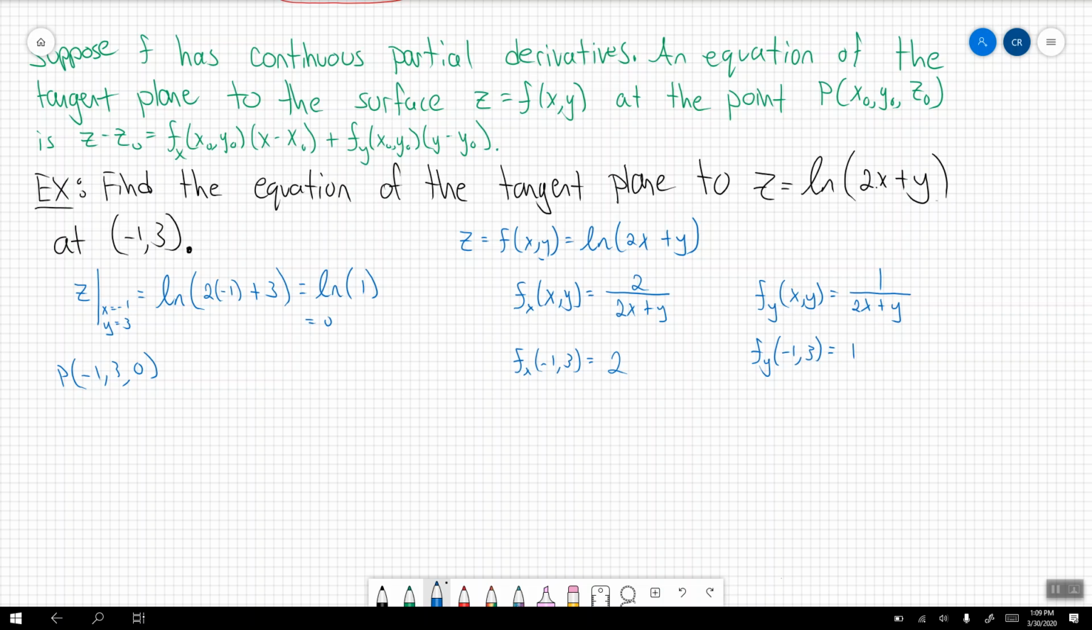So finding the equation of the tangent plane, the equation that I need is z minus z naught is equal to the partial of f with respect to x, evaluated at x naught, y naught, multiplied by x minus x naught, plus the partial of f with respect to y, evaluated at x naught, y naught, multiplied by y minus y naught. There we are. Now making the substitutions for what we know. z minus z naught. z naught is actually given here. This is z naught.